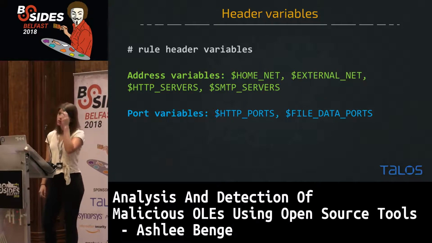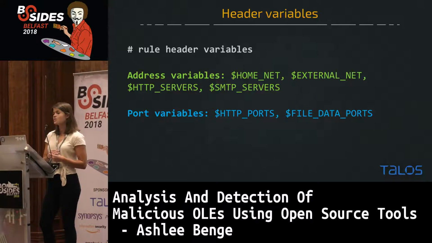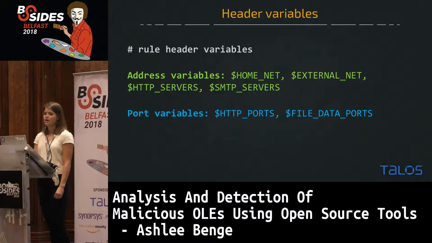And a cool thing we can do with these header variables is use them to group values. Rather than having to list out a huge number of addresses or ports, we can just put them in a configuration file somewhere, rather than having to change them in every rule. Every time that something on our network changes, we can just use them in a configuration format and specify them in some other file somewhere.